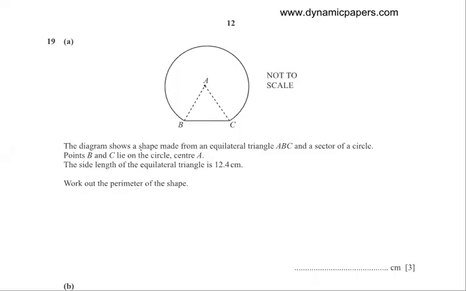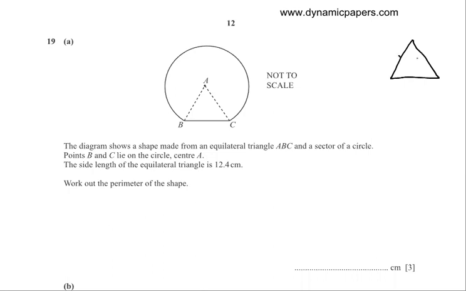The diagram shows a shape made from equilateral triangle ABC. This triangle is an equilateral triangle. Now you know what an equilateral triangle is: a triangle whose all sides are equal.